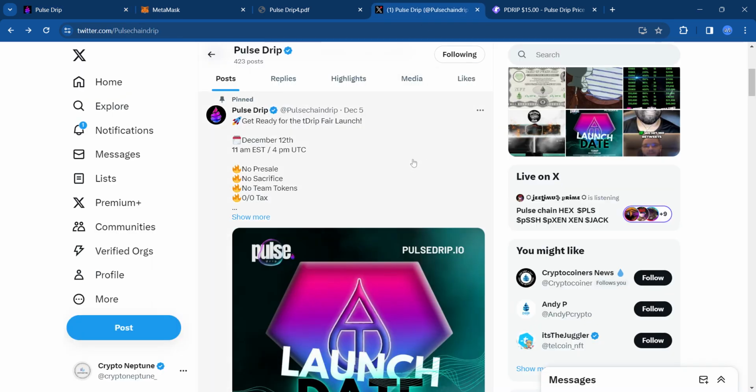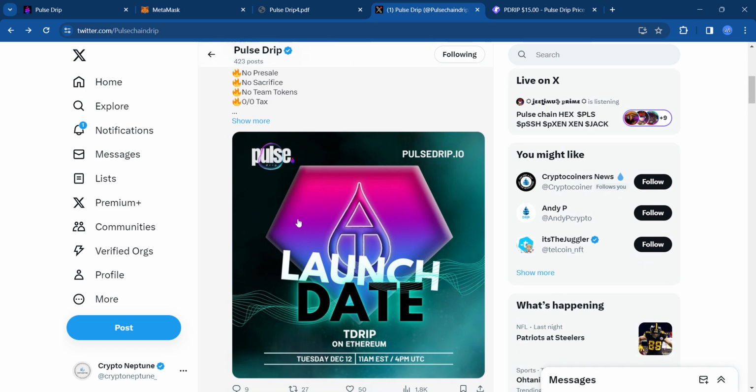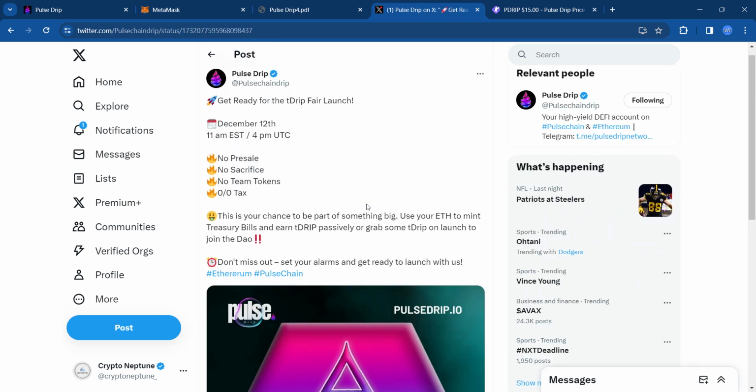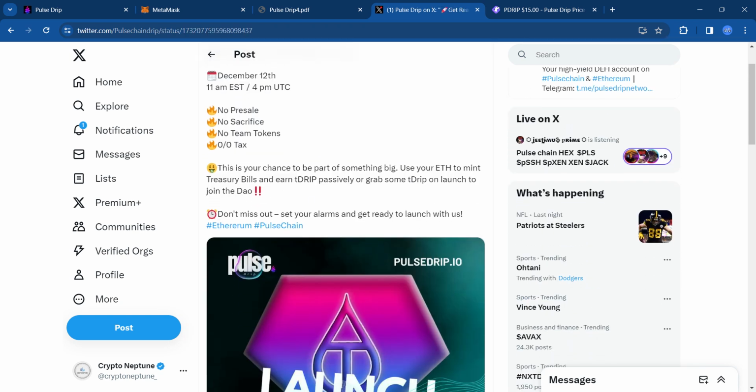So with the update, heading over to Twitter, the TDrip launch will be December 12th at 11 a.m. Eastern Standard Time, right? No pre-sale, no sacrifice, no team tokens, zero tax. It says, this is your chance to be a part of something big. Use your ETH to mint treasury bills and earn TDrip passively, or grab some TDrip on launch to join the DAO. So it sounds like you can get some ETH, get a T-bill, and then earn your TDrip passively, right? Or you can straight up just buy TDrip, from what I am understanding.